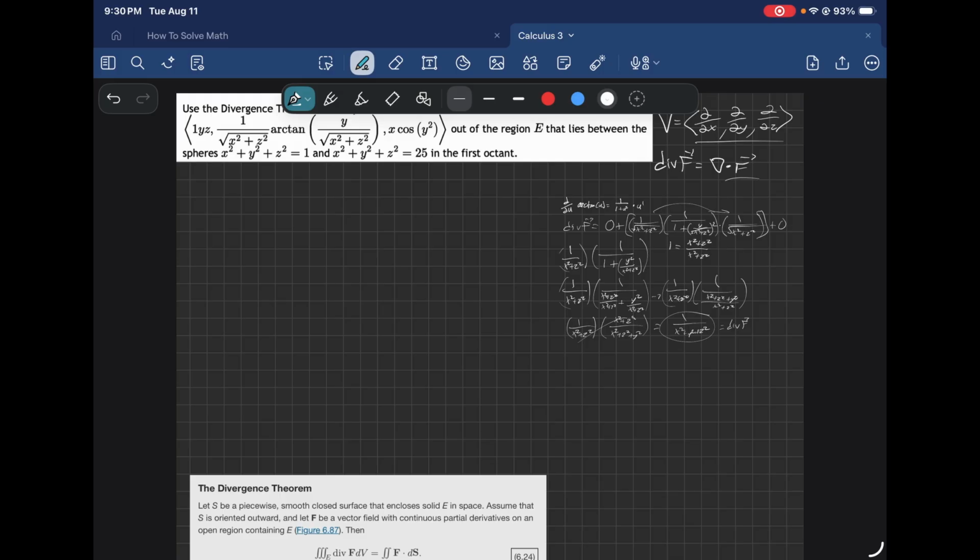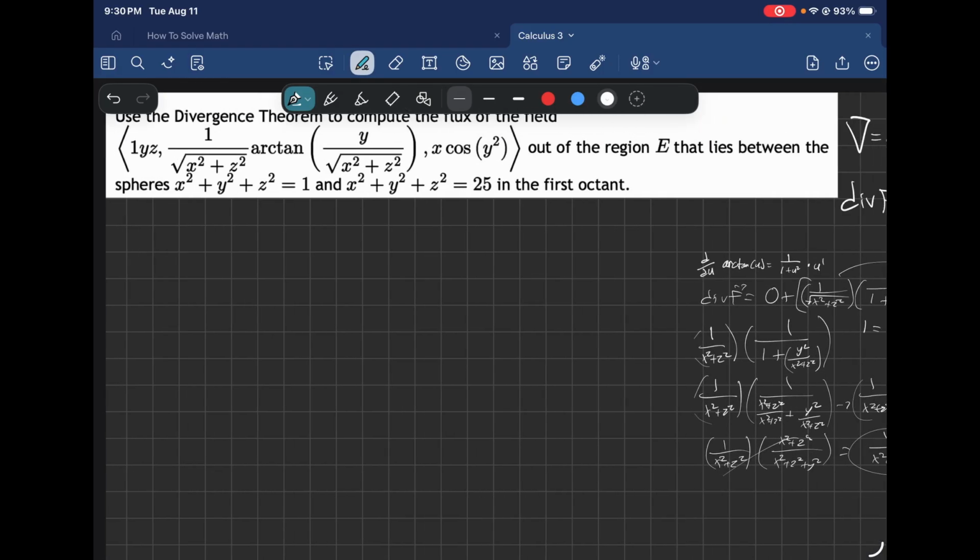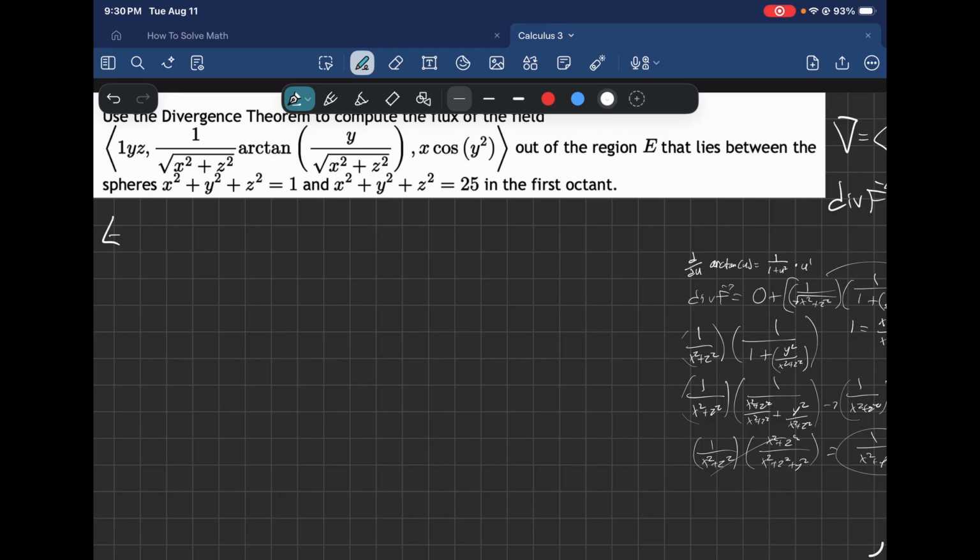There we go. I made it smaller and I just brought it to the side so I can write our integral here. Let's remind ourselves that our region E lies between the spheres x squared plus y squared plus z squared is equal to 1, x squared plus y squared plus z squared is equal to 25, and the first octant. The first octant just means that our coordinate values x will be greater than 0, y will be greater than 0, and z will be greater than 0 as well.